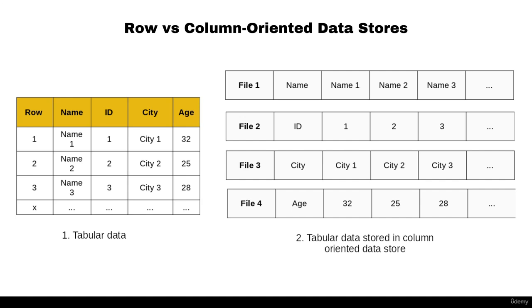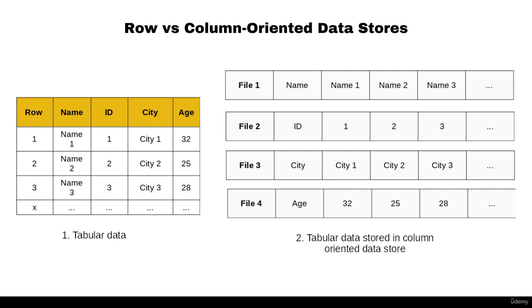In row-oriented databases, all the rows in a table are physically stored sequentially on the hard disk, whereas in a column-oriented database, each column is stored as a separate file, and within the file, the values for those columns are stored sequentially. In general, row-oriented data stores are good for write-intensive operations, and column-oriented data stores are good for read-intensive operations.